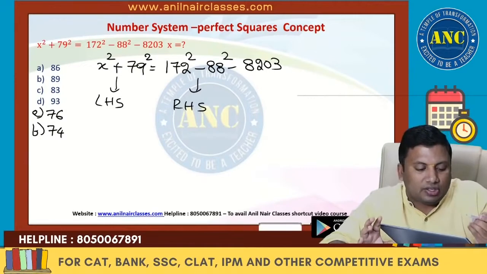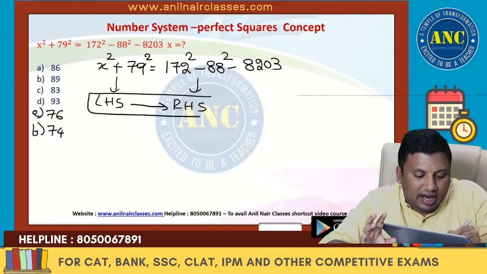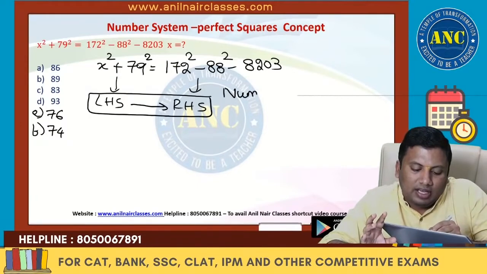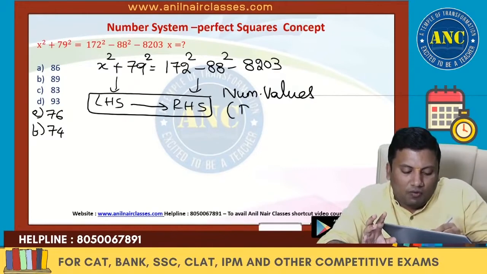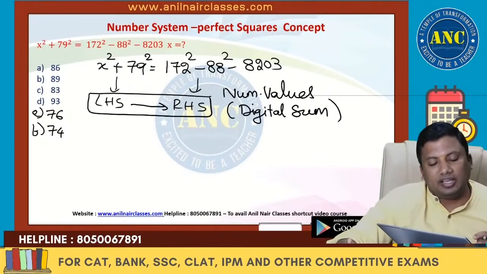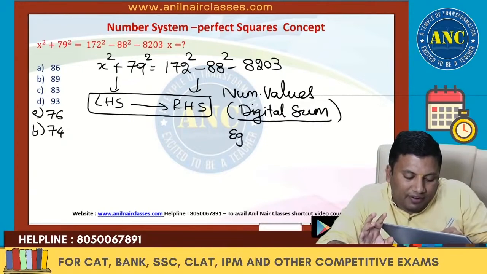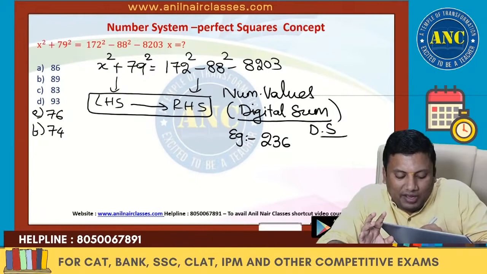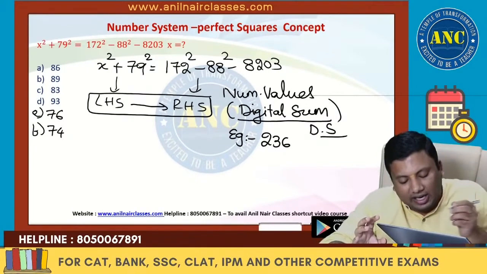Immediately your teacher should have told you: if LHS and RHS contain numerical values, one of the best logics is to use digital sum. Digital sum logic. By using this logic, you will get the answer very fast. Digital sum. For example, 236 is there. Digital sum is nothing but the sum of the digits till you get a single digit number.